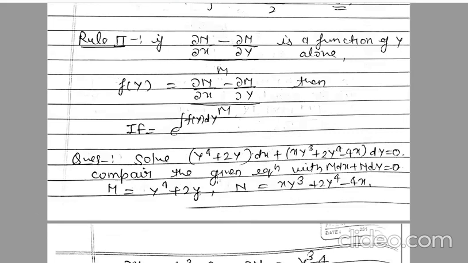Okay, we have our second rule here. So the second rule is, if (del n upon del x minus del m upon del y) whole upon m is a function of y alone, then f(y) is equal to (del n upon del x minus del m upon del y) upon m. Then our integrating factor will be e to the power integration f(y) dy, right? So this is our second rule, and under this condition we calculate your m and n, then partial derivatives, then calculate f(y). Then f(y) means your integrating factor will be e to the power integration f(y) dy, right?